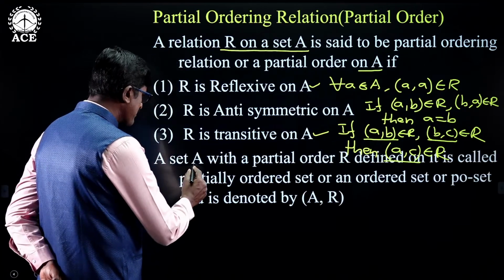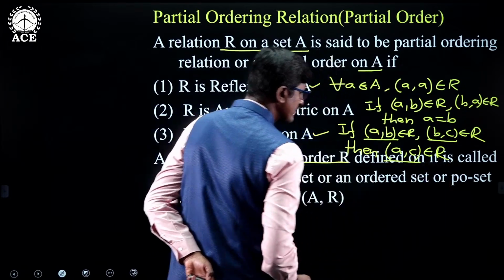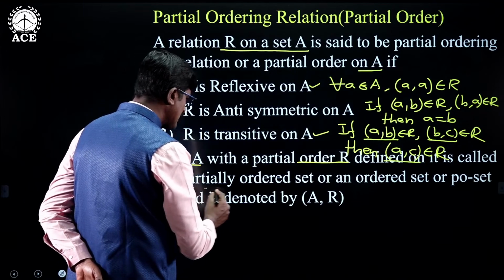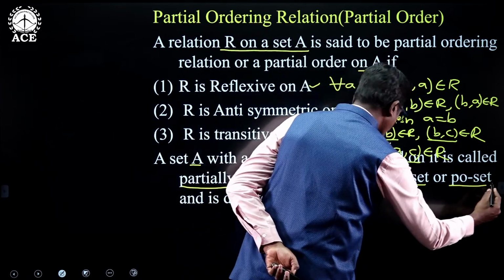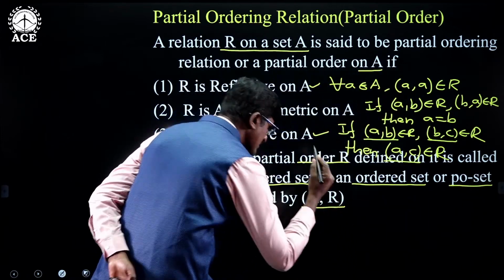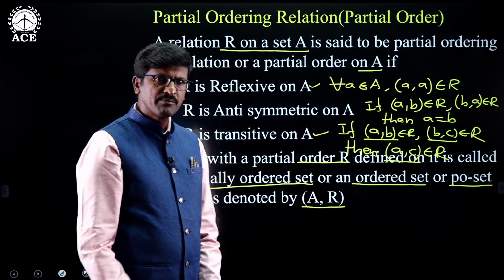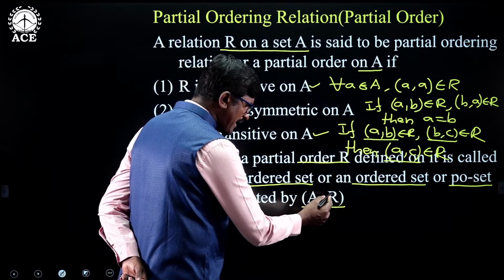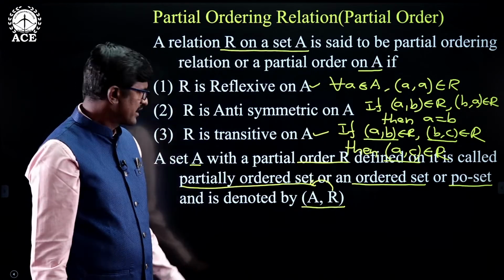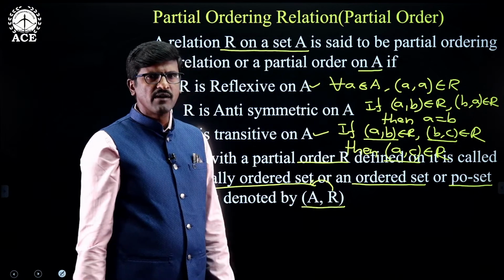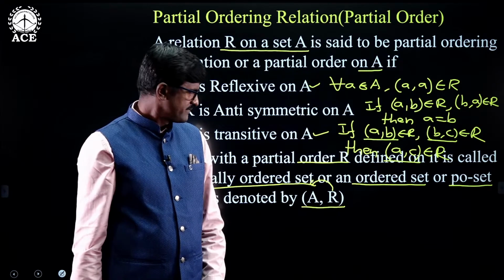Next, a set A with a partial order R defined on it is called a partially ordered set, or ordered set, or poset, and it is denoted by (A, R). This is the ordered pair, which is nothing but the poset. Here R is the partial ordering relation defined on the set A. If a partial ordering relation R is defined on the set A, then (A, R) is called a poset. Poset is nothing but partially ordered set.